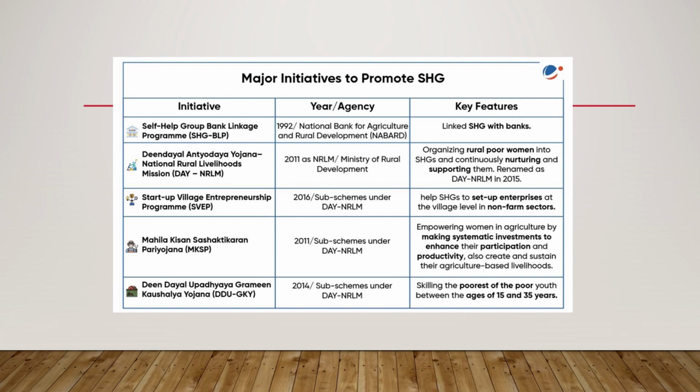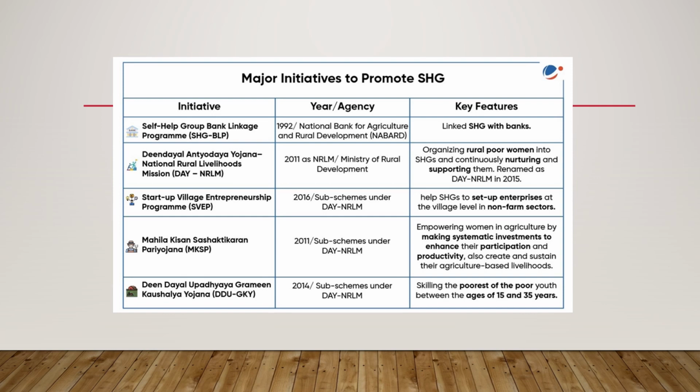Well, then we have the Deen Dayal Antyodaya Yojana, National Rural Livelihood Mission, DAY-NRLM. It was brought up in 2011 as NRLM under the Ministry of Rural Development. It helped in organizing rural poor women into SHGs and continuously nurturing and supporting them. Renamed as DAY-NRLM in 2015.